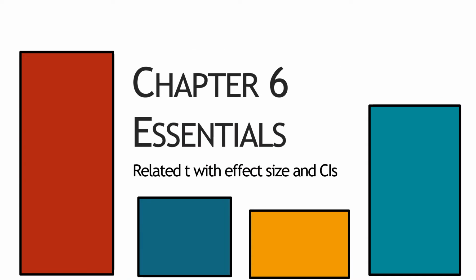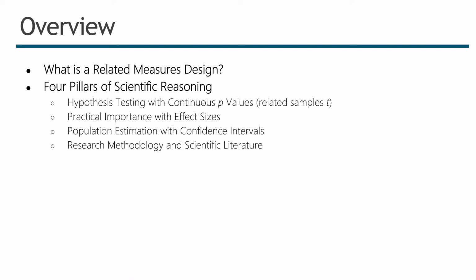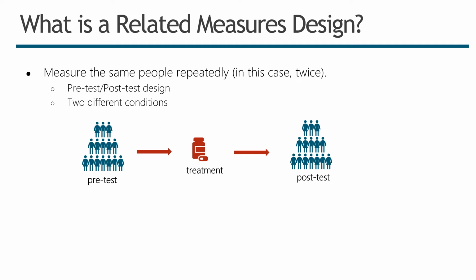Hello everyone. In this video I'm going to talk about related samples t-tests along with effect sizes and confidence intervals for these types of designs. So before we start talking about the 4 pillars of scientific reasoning, what we first need to talk about a bit is related measures designs and what they are, and then we'll relate that information to these 4 pillars of scientific reasoning. The first thing we need to deal with is what is a related measures design?